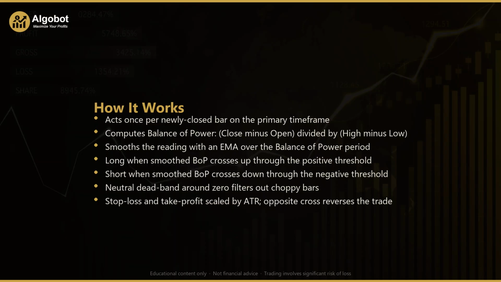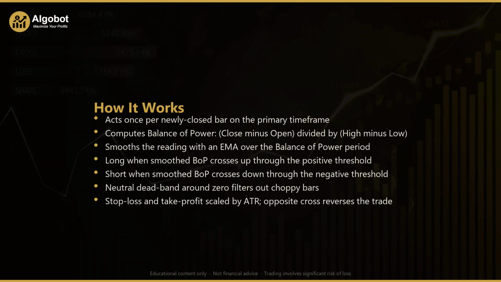Next, let's talk exits. Every trade is protected with a stop loss and a take profit, and both are scaled by market volatility using the average true range, or ATR, over a 14-bar period. For a long trade, the stop is placed below the entry at 2 times the ATR, and the target is placed above the entry at 3 times the ATR. For a short trade, it is mirrored. The stop sits above and the target below at the same multiples. That gives a reward-to-risk ratio of about 1.5 to 1 on each trade before costs.